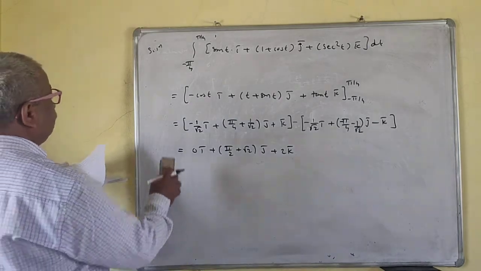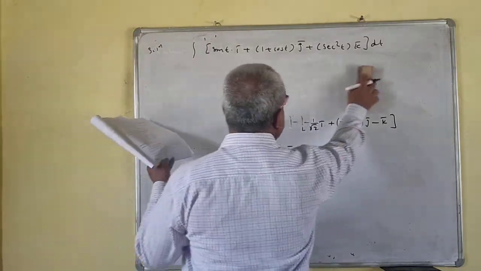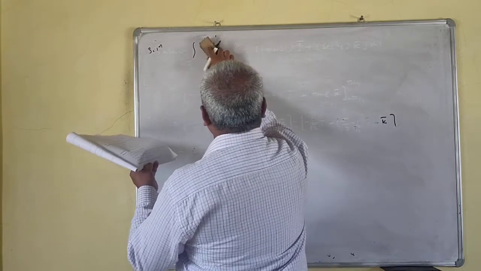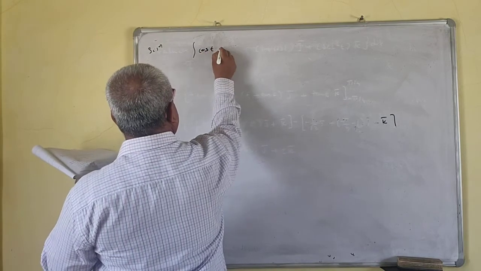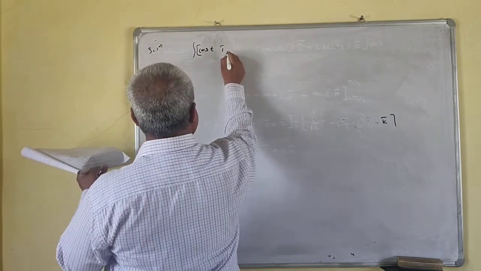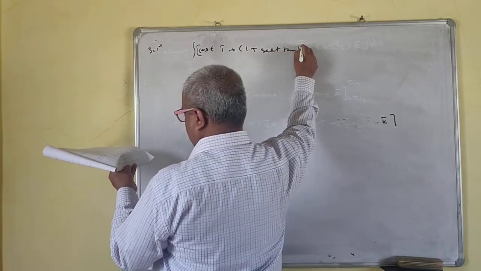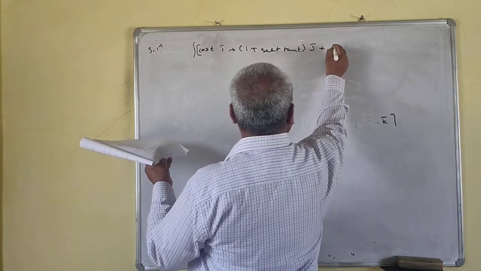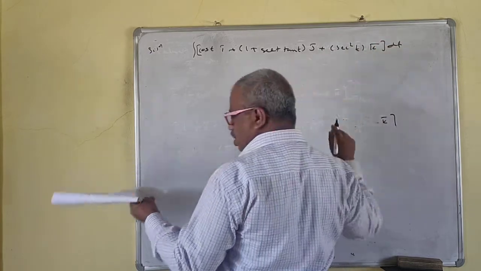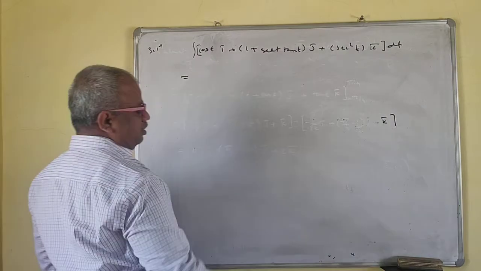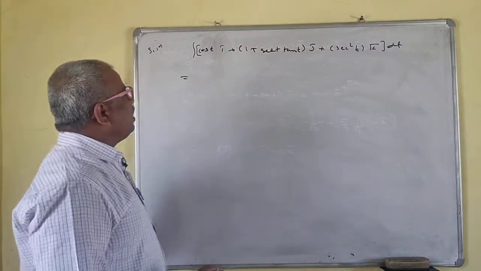Okay. So next, evaluate the integration of cos t i bar plus 1 plus sec t tan t j bar plus sec square t k bar dt. Actually no need for the bracket here. So directly we'll integrate this, no problem. This is very simple. All components are integrable easily.